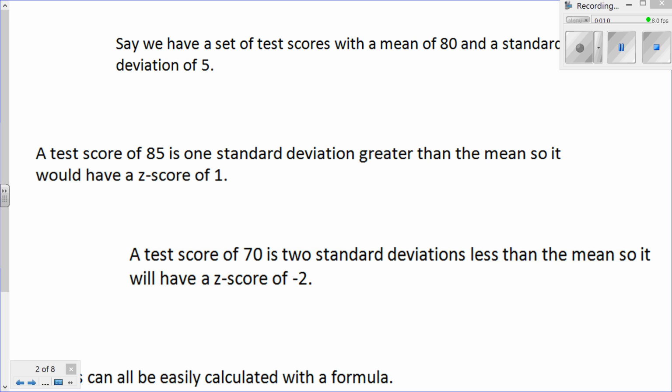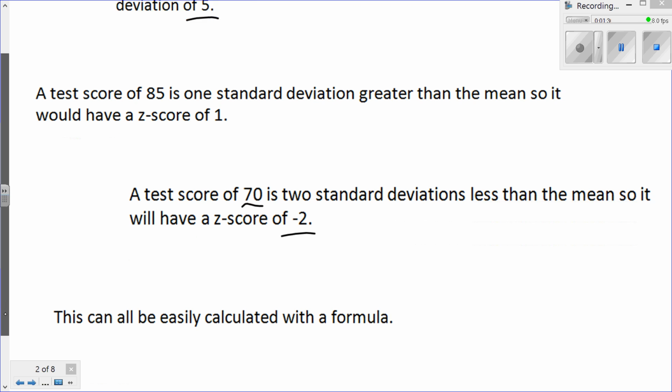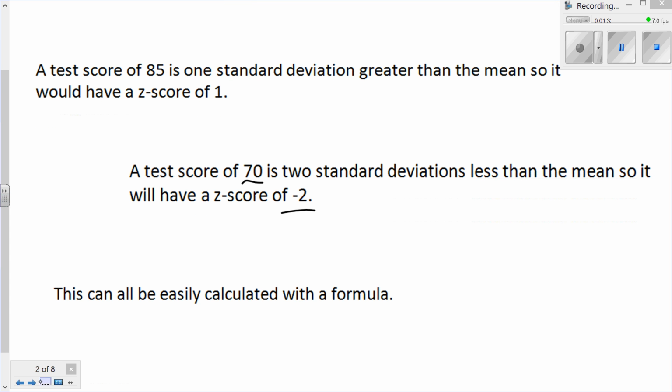Say we have a test score with a mean of 80 and a standard deviation of 5. A test score of 85 is one standard deviation, 5 points, greater than the mean, so it would have a z-score of 1. A test score of 70 would be 10 points below the mean of 80, which would be 2 standard deviations less than the mean, so it'll have a z-score of -2. All of this can be easily calculated with a formula.